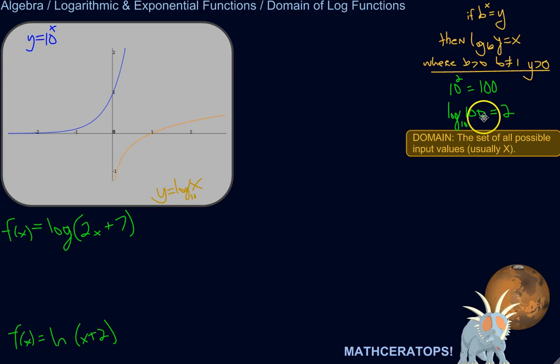So log base 10 of 100 equals 2 is saying that if I want to take this base 10 and turn it into a 100, I have to raise it to the power of 2.